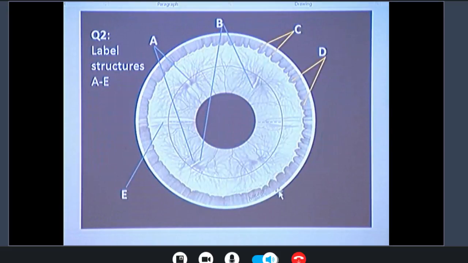Number two, I want you to label the structures from A to E. So I want you to label the structure, which is also here. I want you to label this structure, this linear structure, which is also here. I want you to label this pointy lesion, which is here, and this round lesion here, and I want you to tell me what this is.